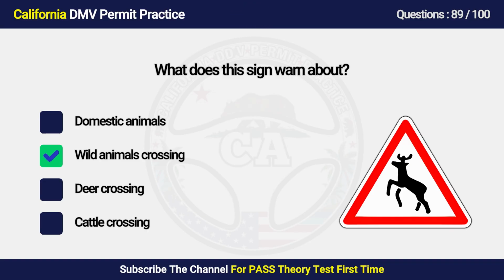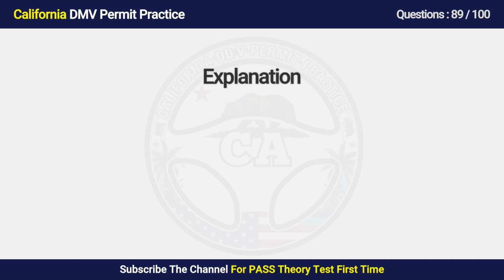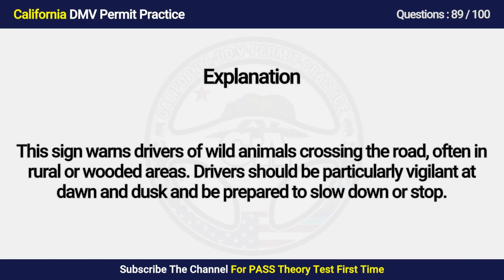Answer is B. Wild animals crossing. This sign warns drivers of wild animals crossing the road, often in rural or wooded areas. Drivers should be particularly vigilant at dawn and dusk and be prepared to slow down or stop.